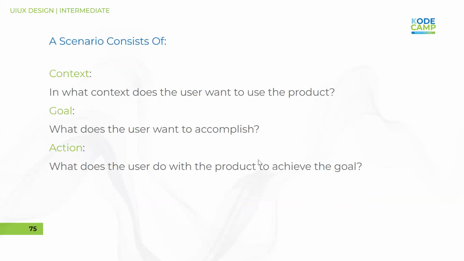All right, so what is a scenario? What should a scenario consist of? A scenario should consist of context, goals, and action. The context is: in what context does the user want to use the product? The goal is: what does the user want to accomplish? And the action is: what does the user do with the product to achieve this particular goal?